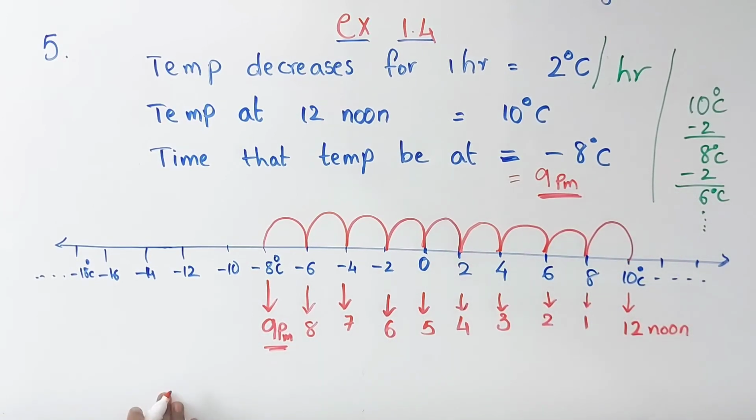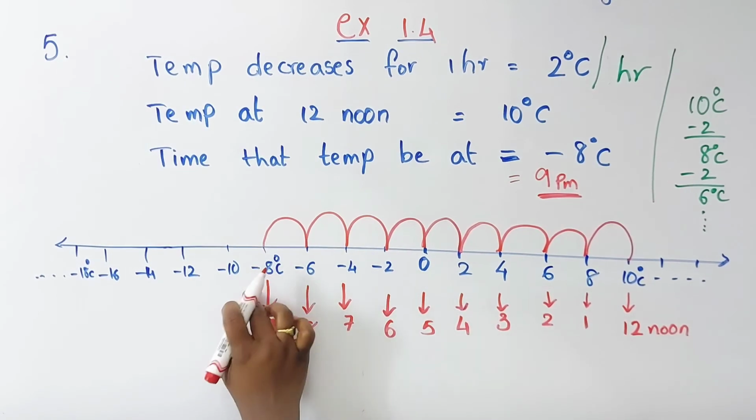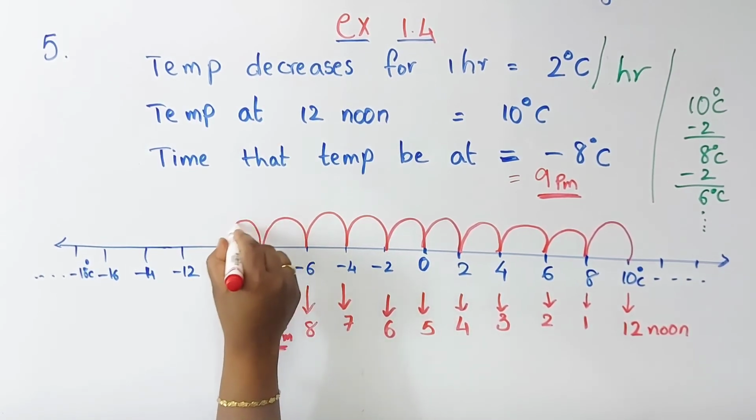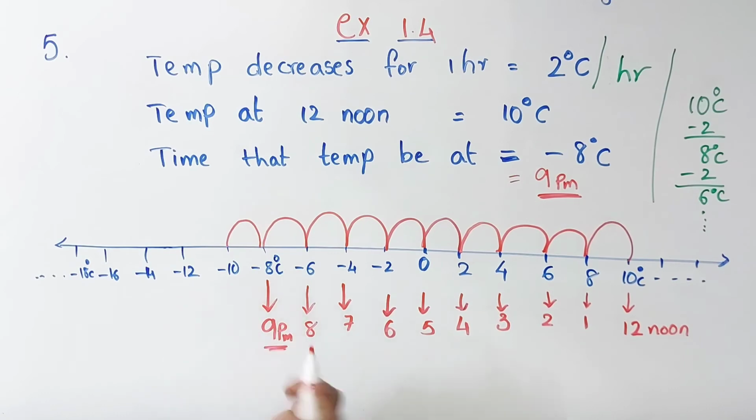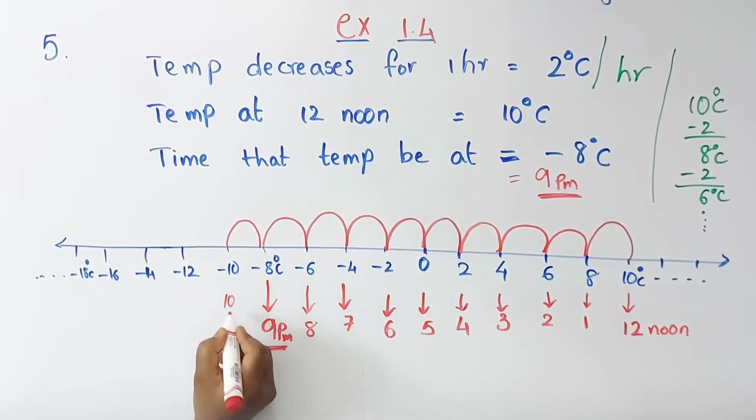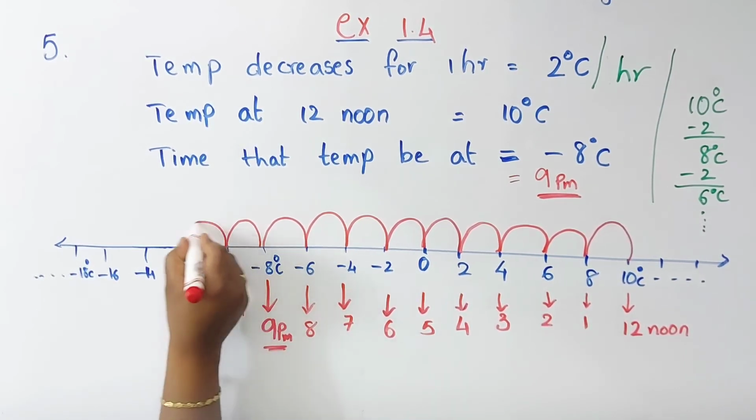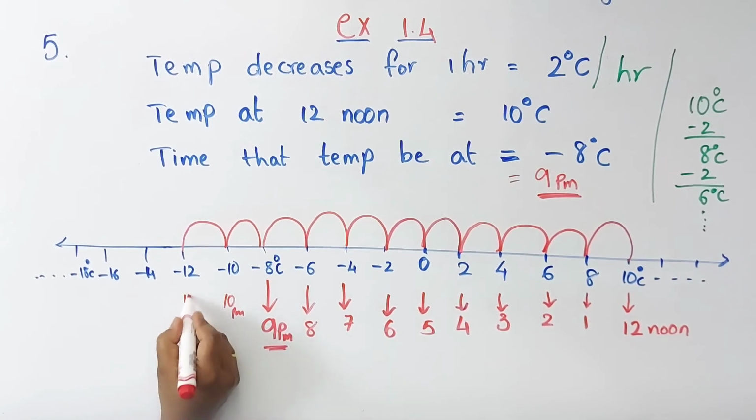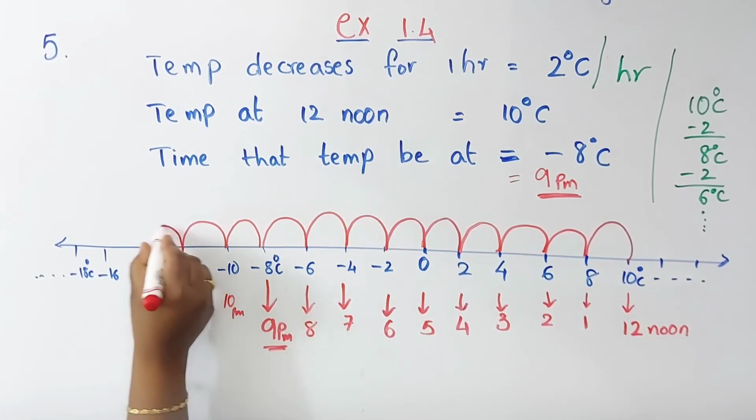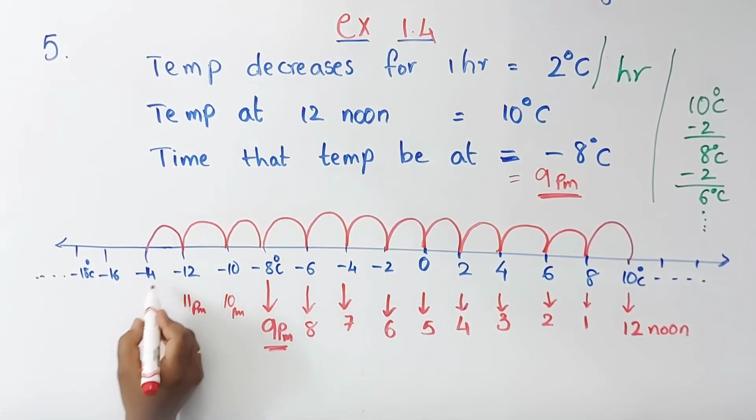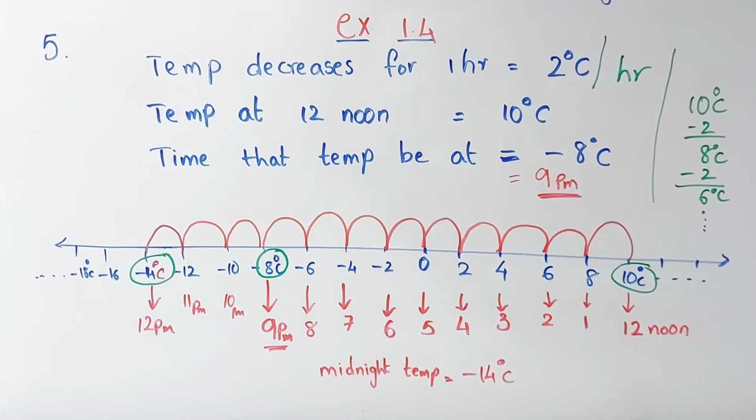Now at midnight, what is the temperature? Okay. After -8 degrees centigrade, for the next hour, it will be -10 degrees centigrade. That means it is 10 p.m. Next hour, it is -12 degrees centigrade, 11 p.m. And next hour, it is -14 degrees centigrade, children. It is exactly midnight, 12 a.m. So midnight temperature is -14 degrees centigrade, children.